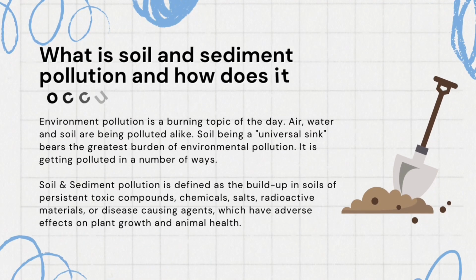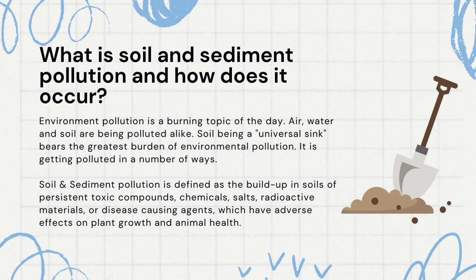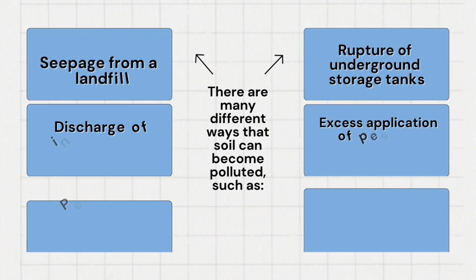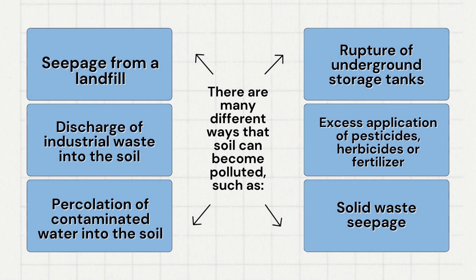So now, what is soil and sediment pollution and how does it occur? Soil and sediment pollution occurs when harmful substances like toxic chemicals, salts, or radioactive materials accumulate in the soil. These pollutants have negative effects on both plant and animal health. As a universal sink, soil bears the greatest burden of environmental pollution, impacting the overall well-being of ecosystems and living organisms. The following are the different ways of how soils can be polluted.